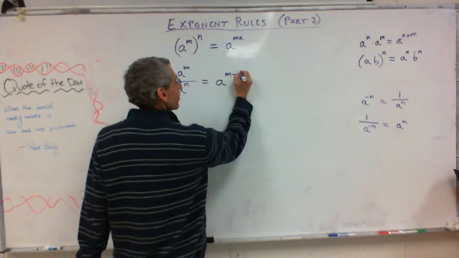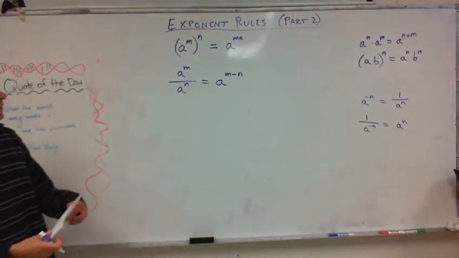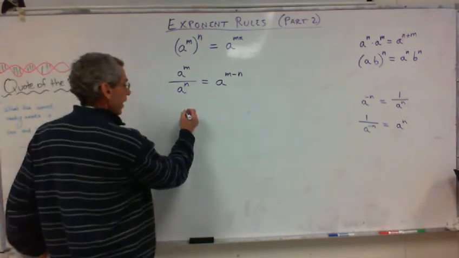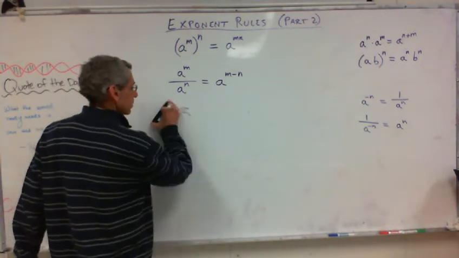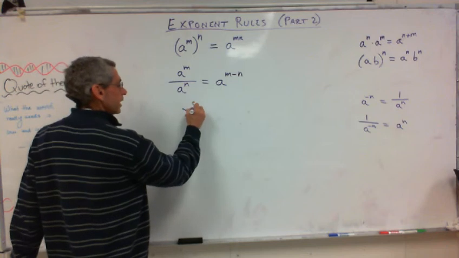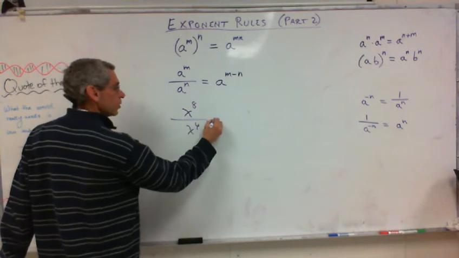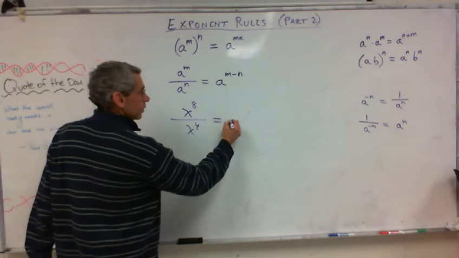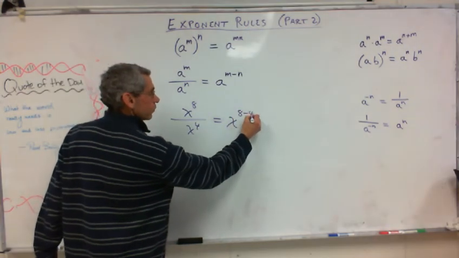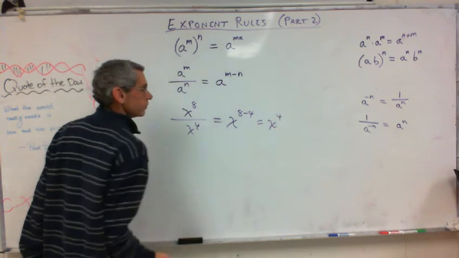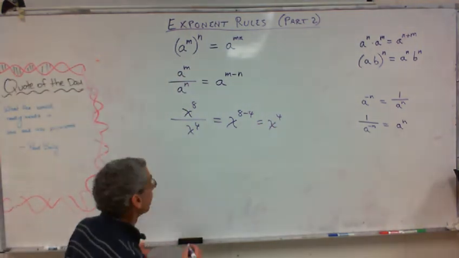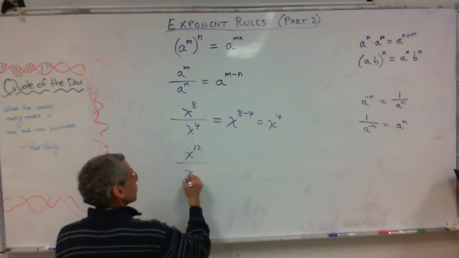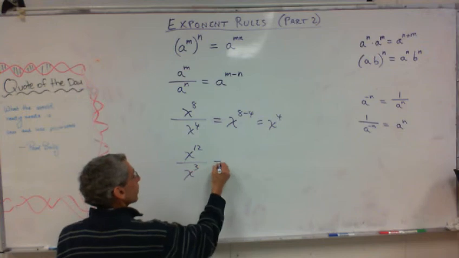But a to the m minus n, right? So it's just a to the m minus n. Easy. So if I have x to the 8th over x to the 4th, what would that be, Gabe? 8 minus 4, which is x to the 4th. Good job. Henry, if I had x to the 12th over x to the 3rd, what would that be?